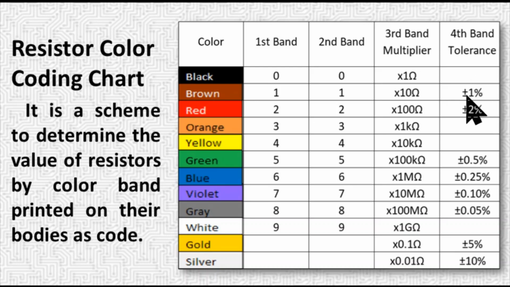Ito ang value niya. Pag pang-apat na kulay ay brown, that will be positive negative 1%. Pag red naman, positive and negative 2%. Green is 0.5%. Blue is 0.25%. Violet is 0.10, and gray is 0.05. And then of course, pag silver, positive negative 5%. Pag gold, positive negative 5%. And pag silver ay positive negative 10%.